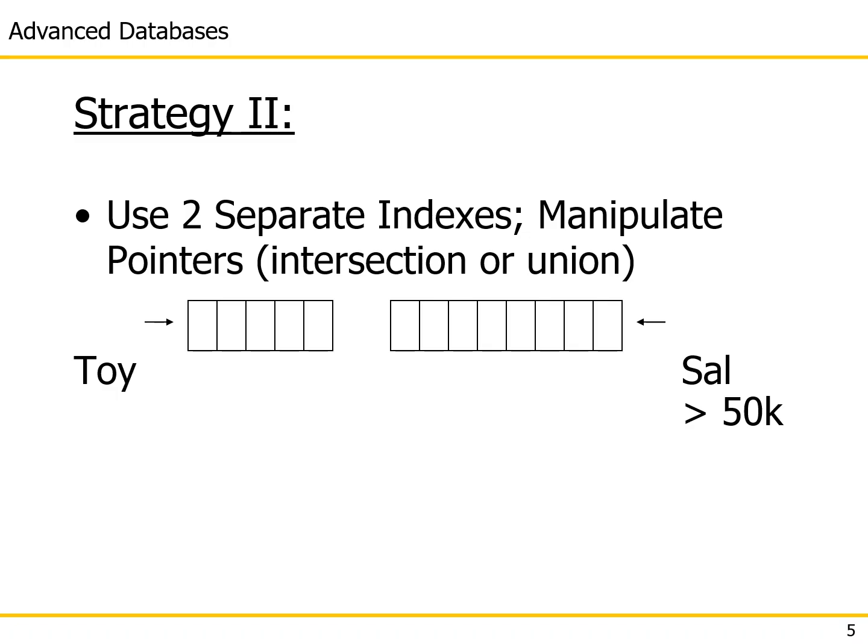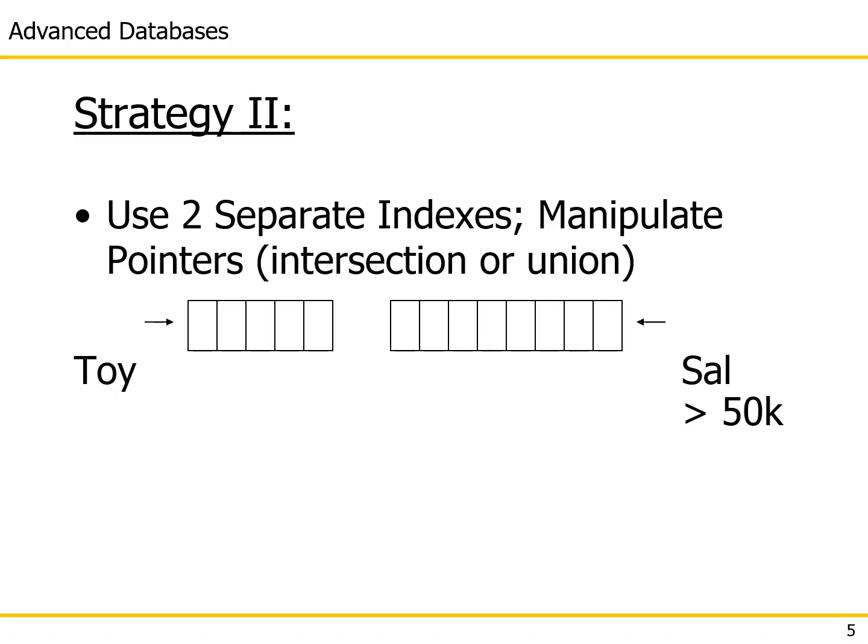One on department alone and one on salary alone. You will get a result set from this data structure and a second result set from the other data structure. Basically a set of matching rows using the, say, the B plus tree on department, and a set of matching rows using the B plus tree on salary. Now what you do is you intersect the two result sets.